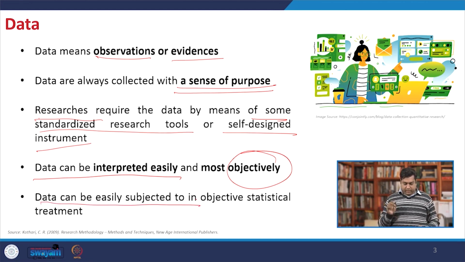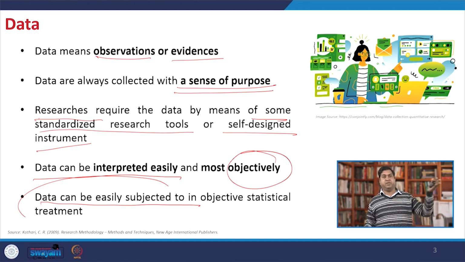Data can be easily subjected to objective statistical treatment. In this particular case, many times the data you collect in a subjective manner, through a qualitative tool like perception, is not a quantifiable thing, like comfort situation. So if you want to record the perception of comfort of, say, a public transport user in a bus.